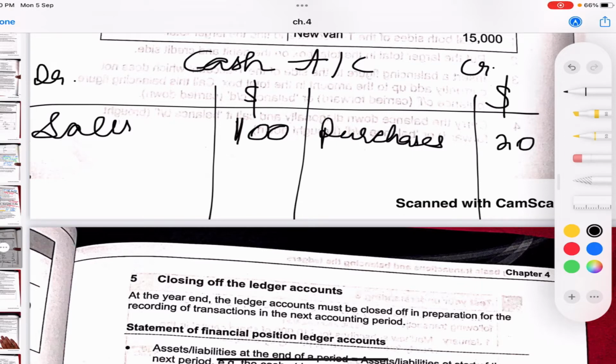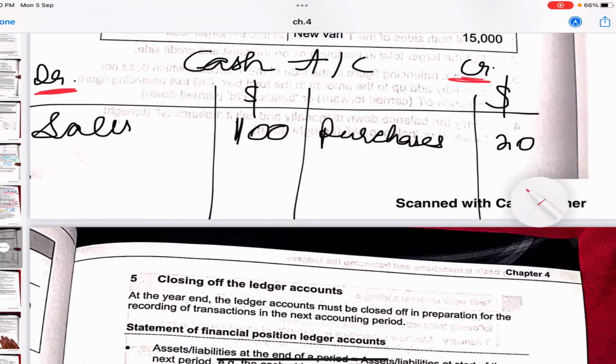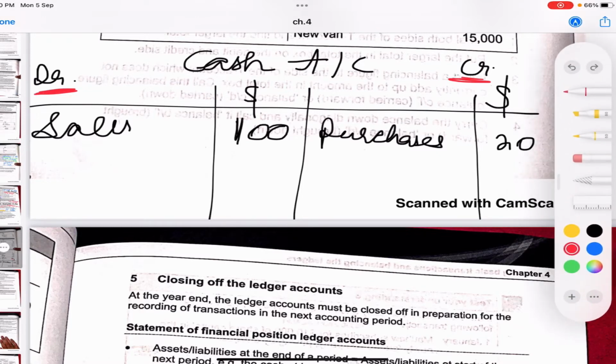Now, the first thing you need to do is see whether the debit side is more or the credit side is more. Obviously the debit side is more because 100 is greater than 20. Whichever is more, write that in the total box. So we have a total box here which is 100, and a total box here which is 100.